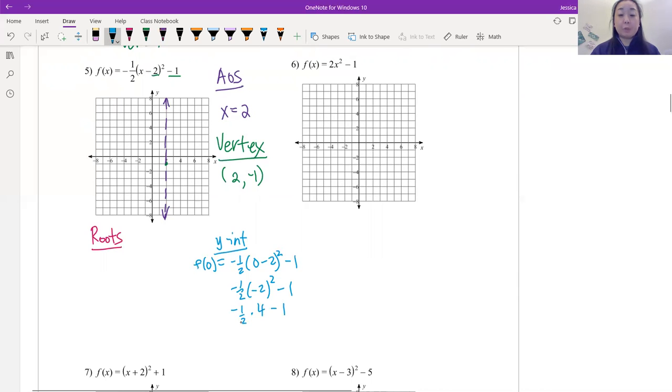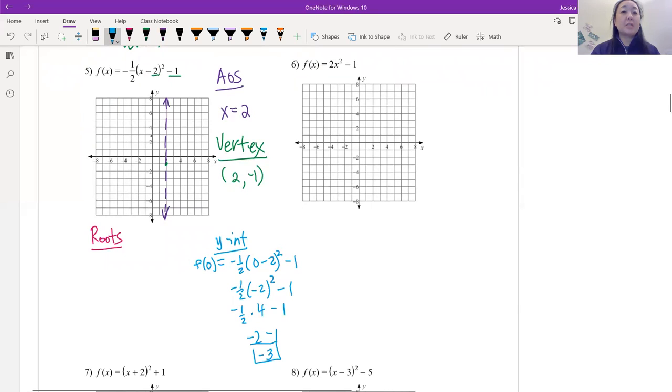All right, so now we have to multiply before we subtract, right, PEMDAS? I don't like saying that, but order of operations is what I'm going to say. So 1/2 of 4 is 2. And don't forget that's negative, so it's going to be -2 minus 1, which is -3. So -3. Here we have to do more calculation to get our y-intercept.